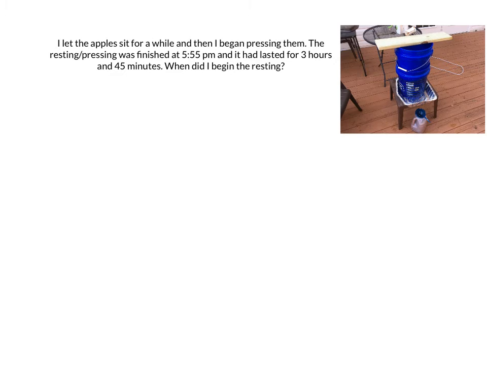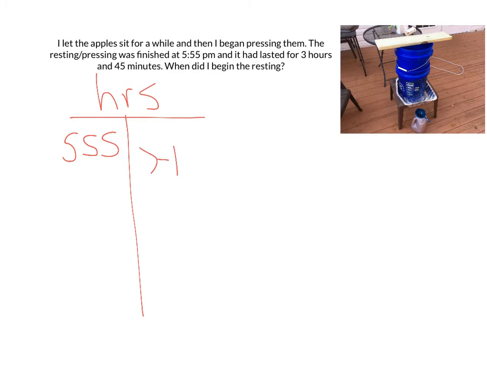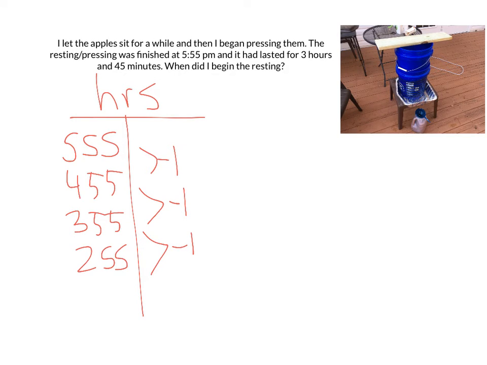All right. So again, using my hours T-chart. I was finished at 5:55 p.m. and I have to count back 3 hours first. So I can do minus 1 hour puts me at 4:55. Count back another hour, that can put me at 3:55. And count back my third hour, that will put me at 2:55.